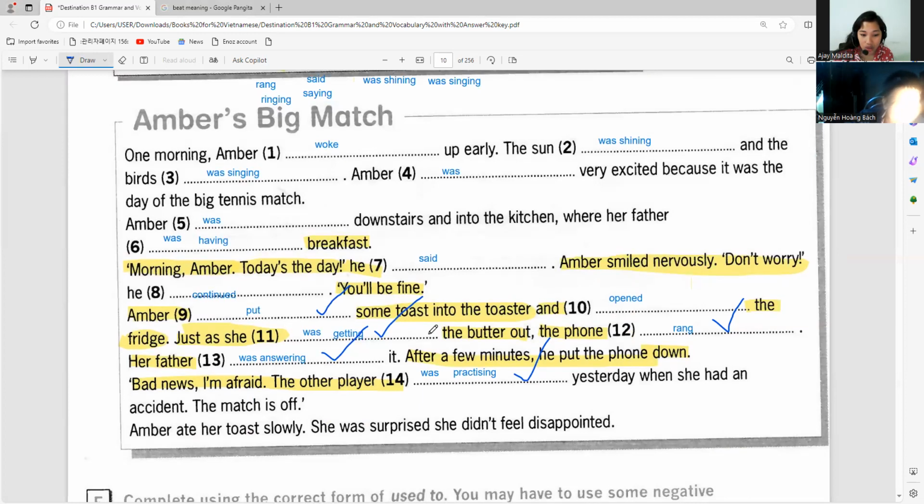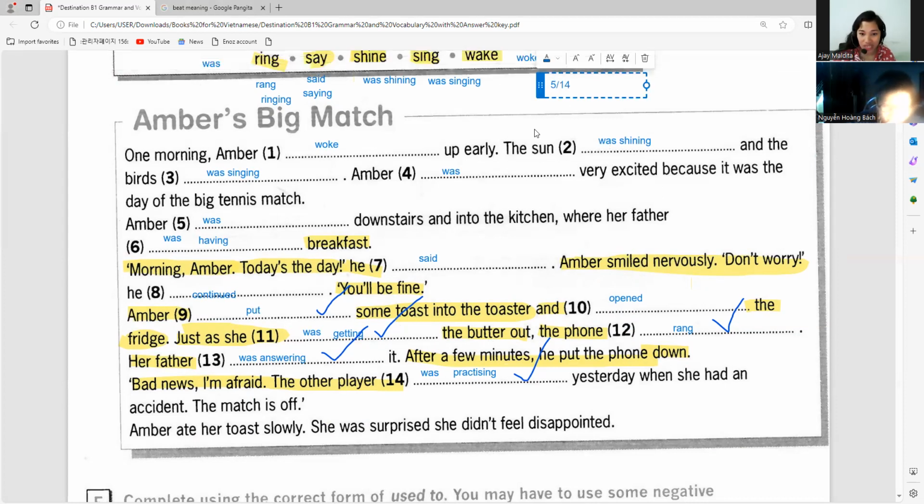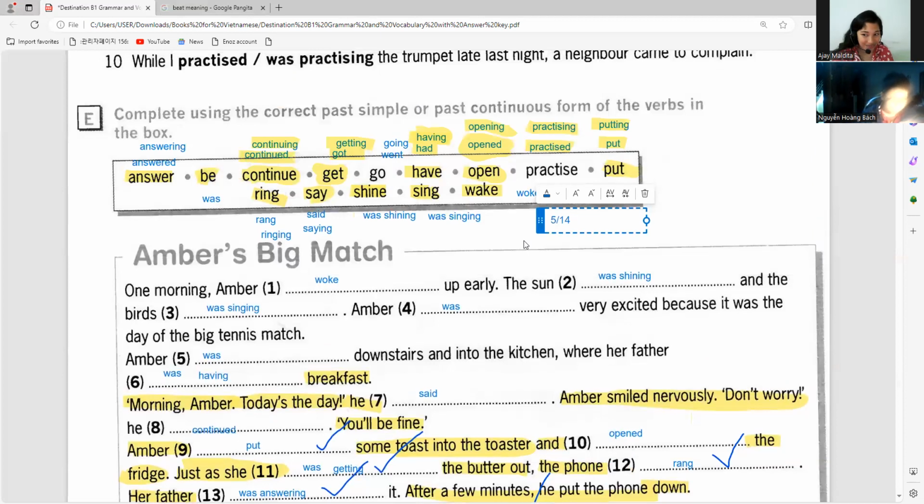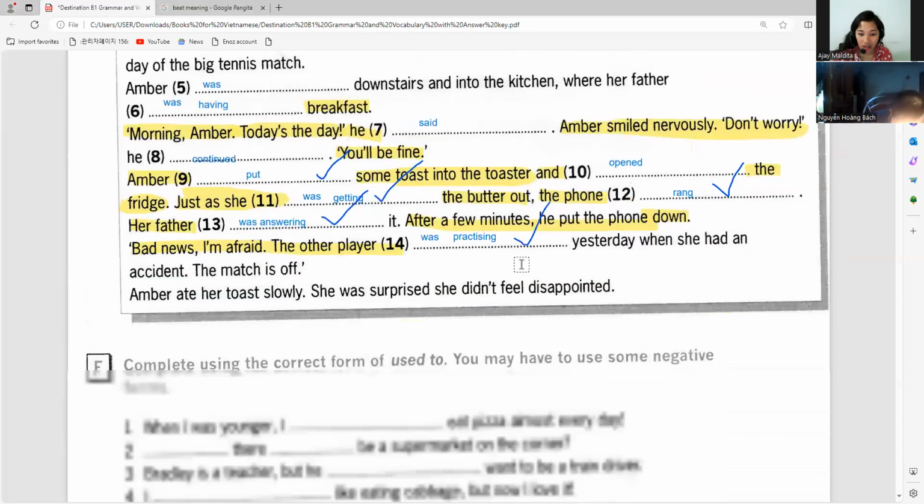So you get 1, 2, 3, 4, 5. Okay, so you get 5 out of 14. So you should improve more on this one, Wang Bak. More practice of choosing well the correct answer. Okay, Wang Bak. So thank you so much for trying your best to choose well.